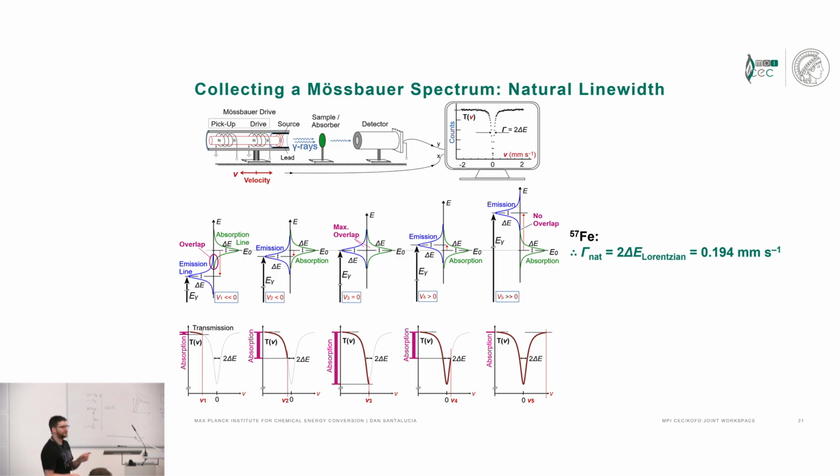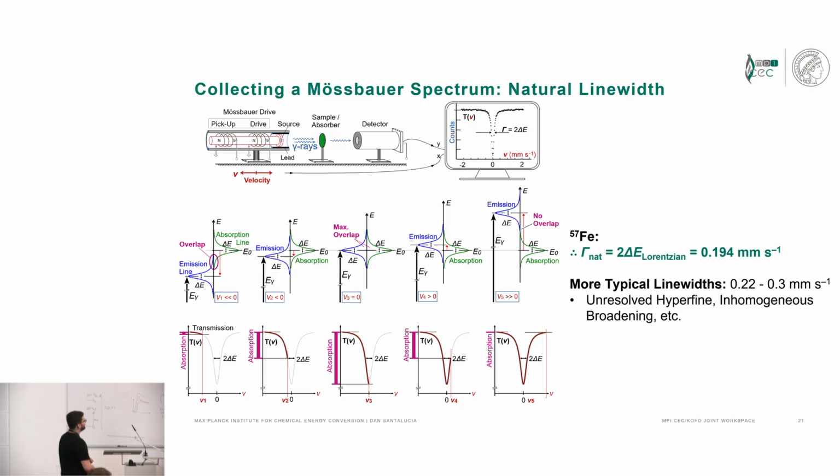If you ever see a Mössbauer spectrum with a line width less than that, then the calibration is wrong, and you've violated quantum mechanics and you've won a Nobel Prize as the alternative. So don't do that. More typically, you're going to see line widths of about 0.22 to 0.3. And the reason for that is, again, talking about back to Alexander Schnegg's EPR presentation, you might have inhomogeneous broadening or unresolved hyperfine interactions.